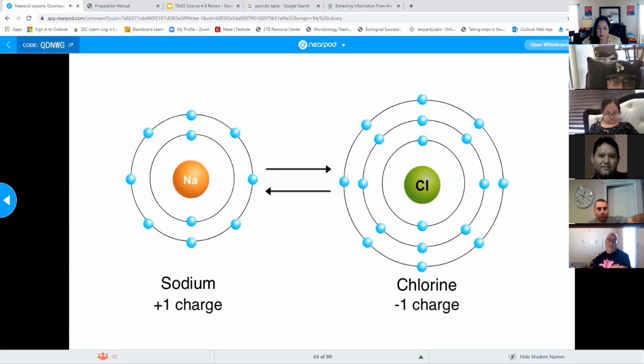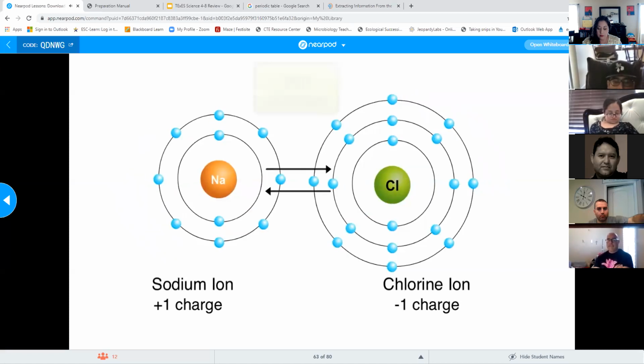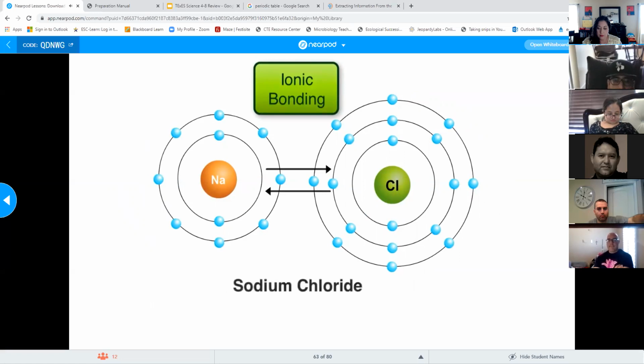The charged sodium and chlorine atoms are called ions. Ions of opposite charge attract each other and form ionic bonds. In this case, the attraction of sodium and chlorine forms a molecule called sodium chloride, or table salt.